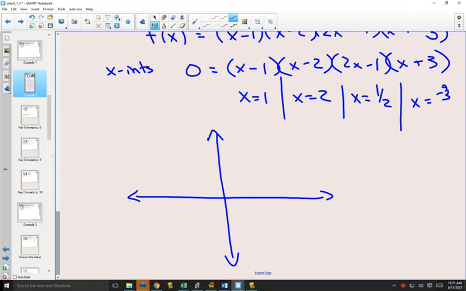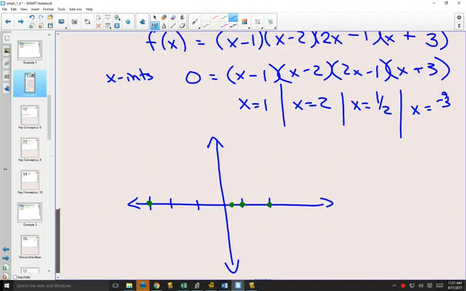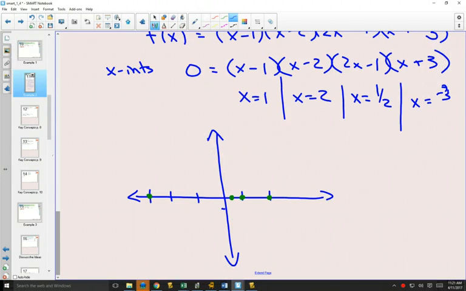So our x-intercepts: one at positive 1, one at positive 2, one at positive a half, and one at negative 3. We know that our y-intercept was at positive 6 or negative 6? Negative 6, thank you.